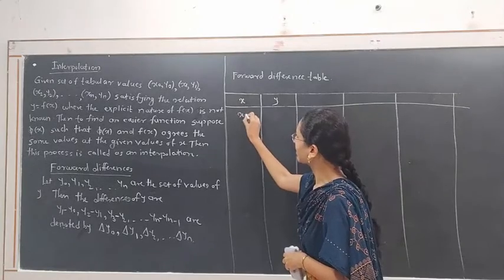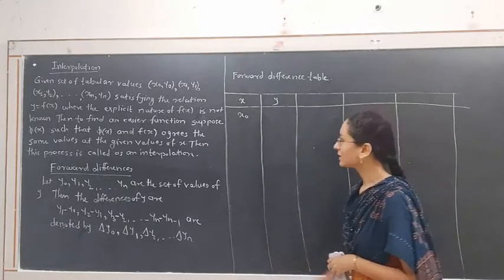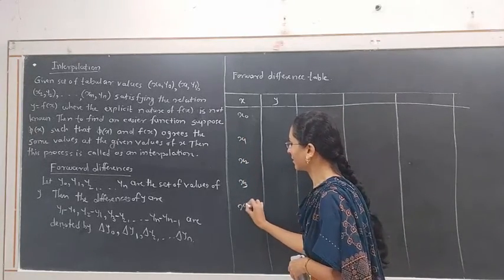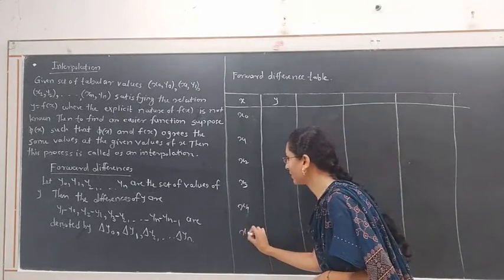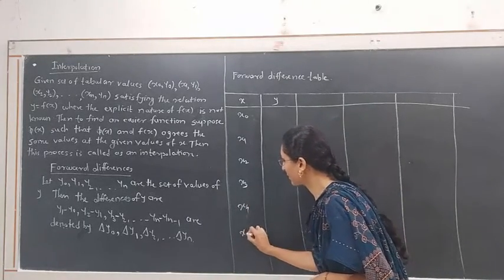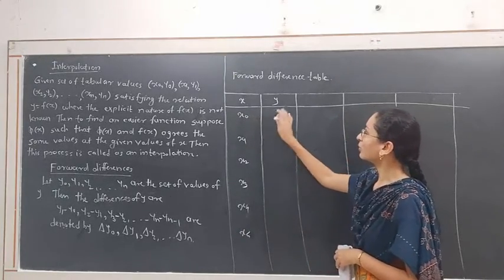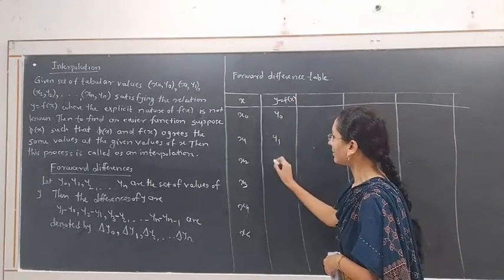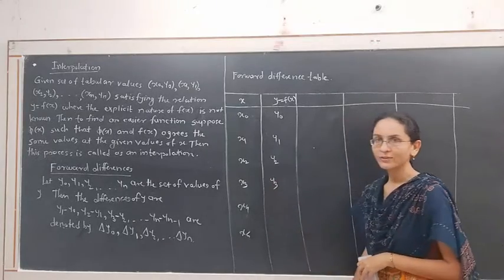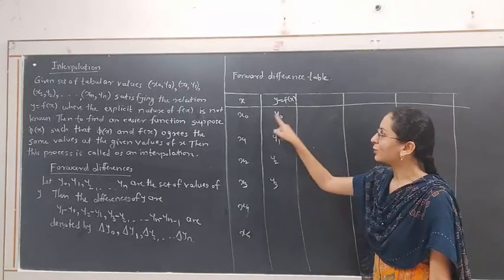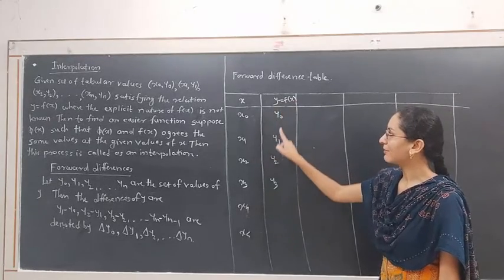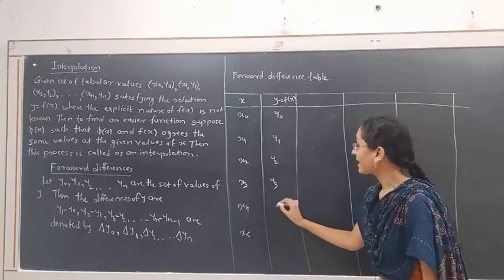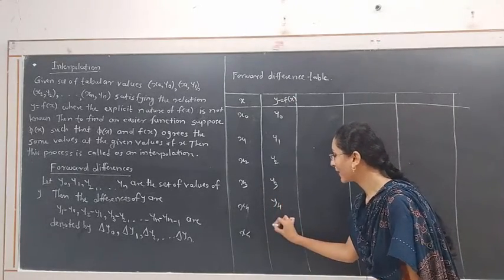If x values are, suppose there are 6 values, x0, x1, x2, x3, x4 and x5, then corresponding to these values we get the values of y as y0, y1, y2, y3, which are obtained by using x is equal to x0, then we get y0. If x is equal to x1, then the value of y is y1. If x is equal to x2, then the value of y is y2. Similarly, at x4 and x5, the values of y are y4 and y5 respectively.